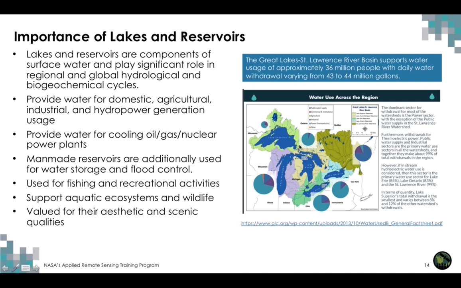The example shown here is in the Great Lakes area. This is the Great Lakes St. Lawrence River Basin area that supports about 36 million people, with daily withdrawal of water that varies between 43 to 44 million gallons. This panel describes the different usages of this water in this area. But the most important thing to note here is that it is used primarily by the power sector. So lakes and reservoirs are important not only for water resources, but also for the energy sector.